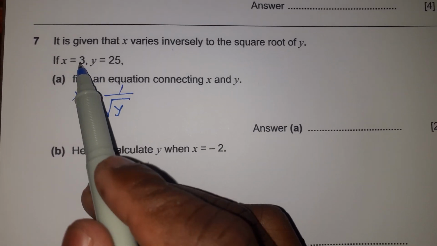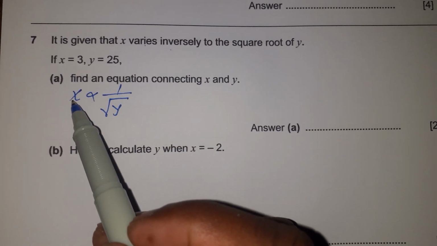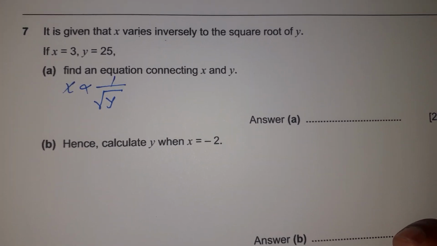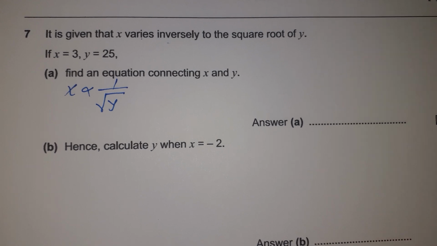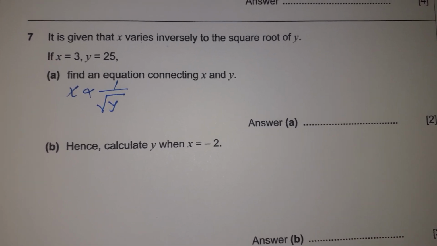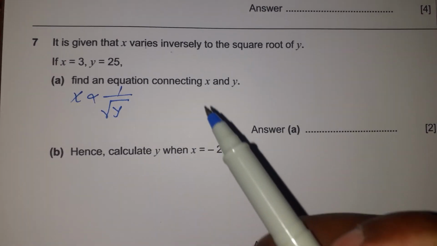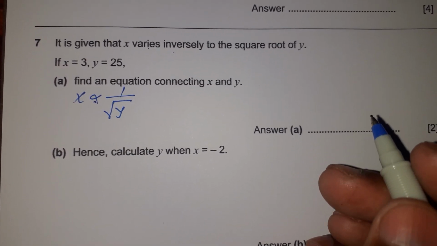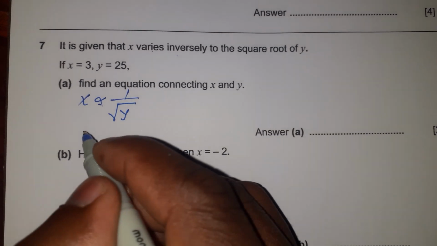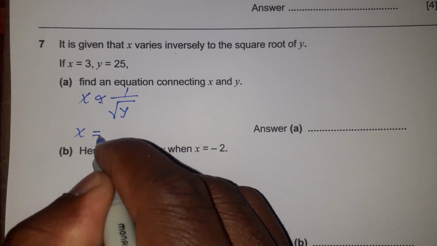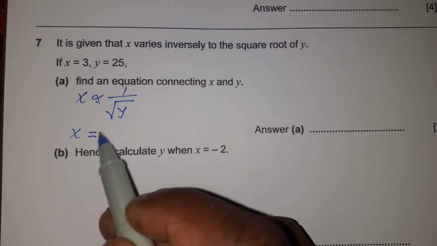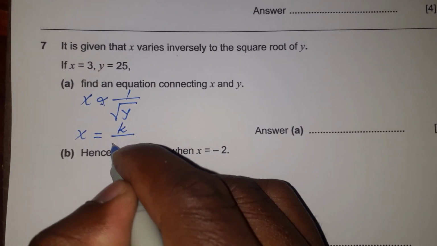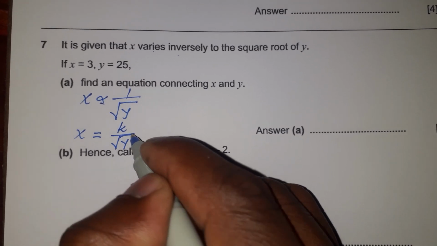The reason why we are given these two numbers is for us to substitute in here, and then we find the value of the constant of proportionality. Now, because we want to find an equation, we need to replace this symbol by an equal sign, and then we are going to get x equal to, the moment we replace it by an equal sign, the 1 becomes k. Then we have k over square root of y.